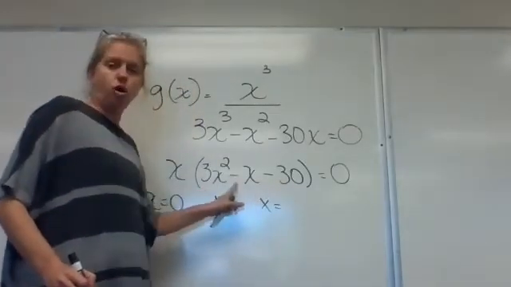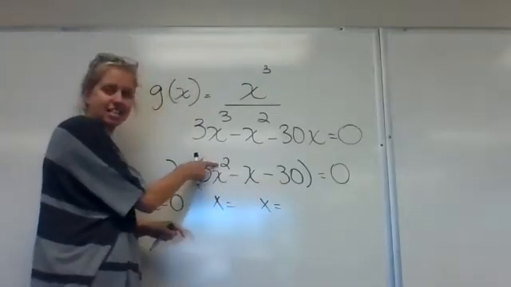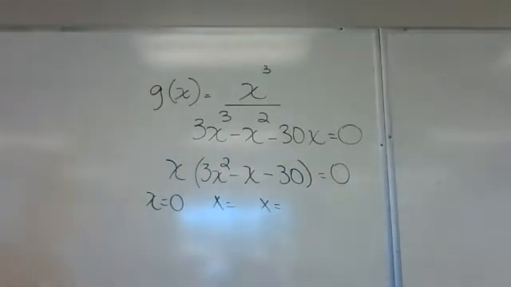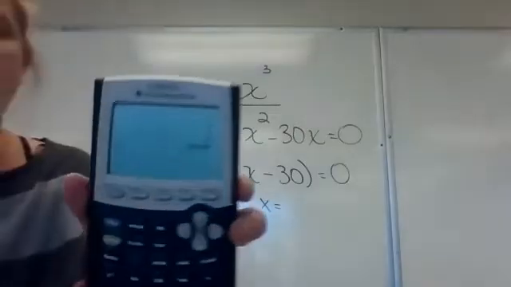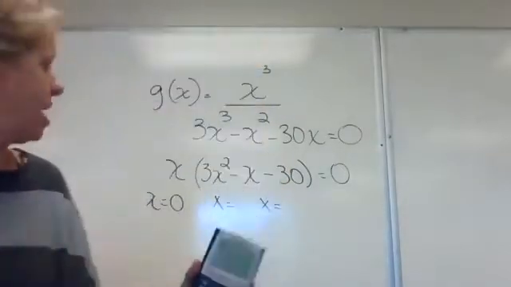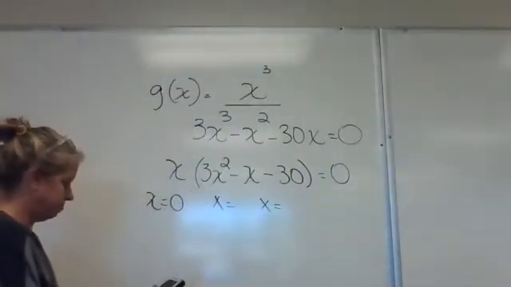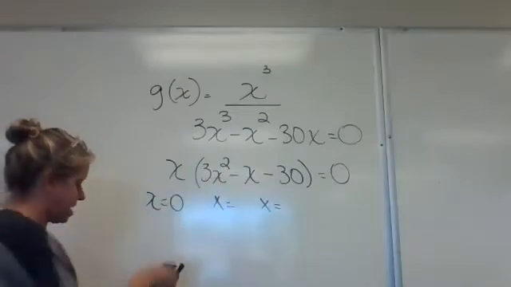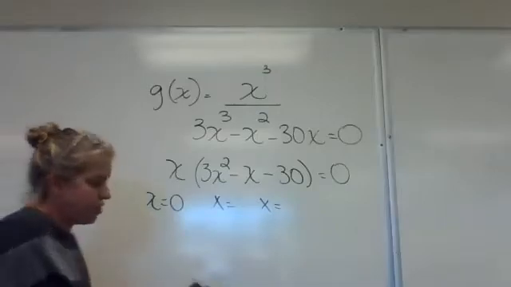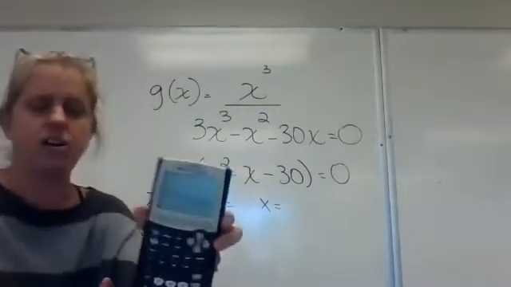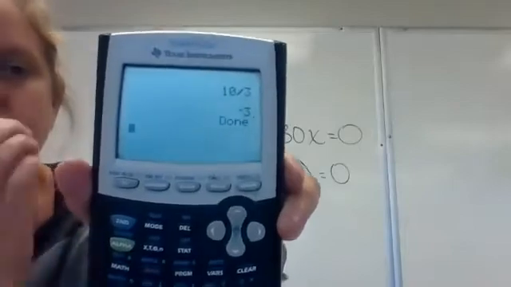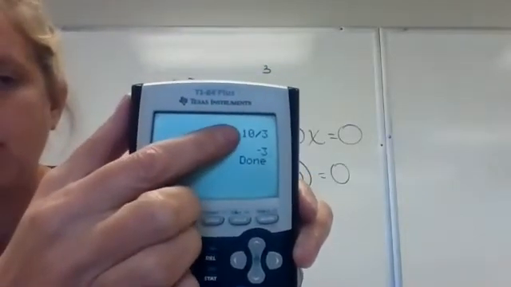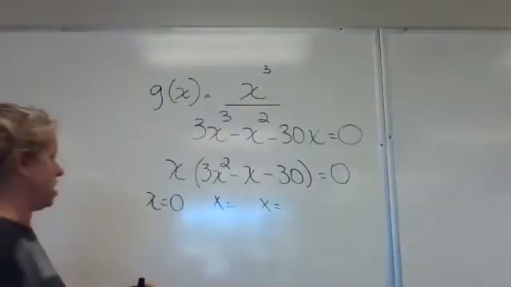Well, now I am down to quad, right? Because my highest is x squared. So I can take what's left in there to quad. So go into quad again. This time my A is 3, my B is -1, and my C is -30. When I hit enter, I get a crazy decimal, so I'm just going to hit enter again. There are the other two zeros, 10/3 and -3.